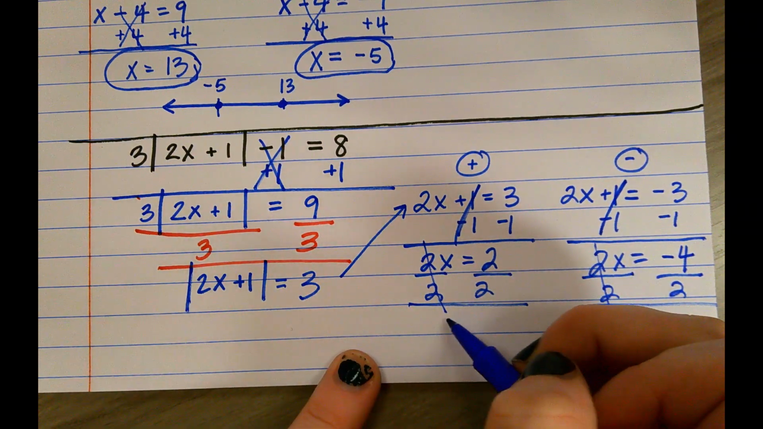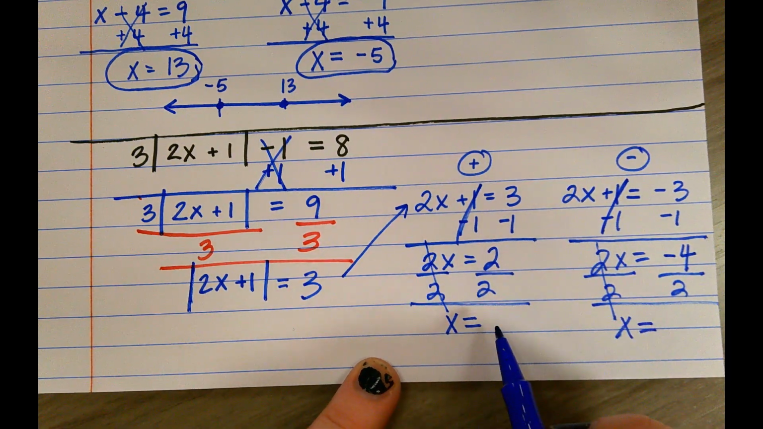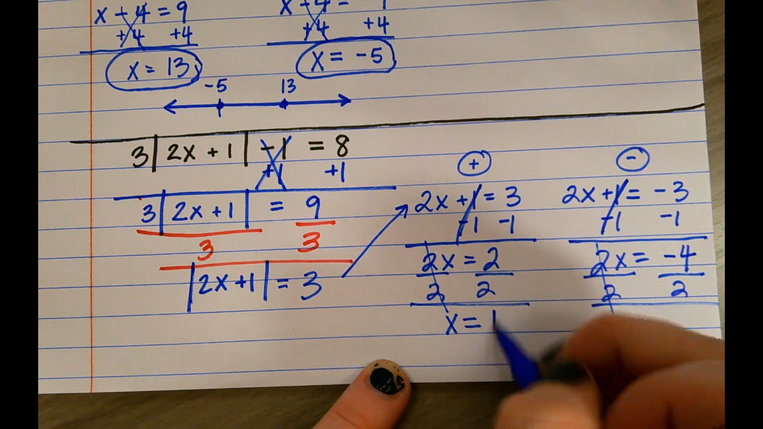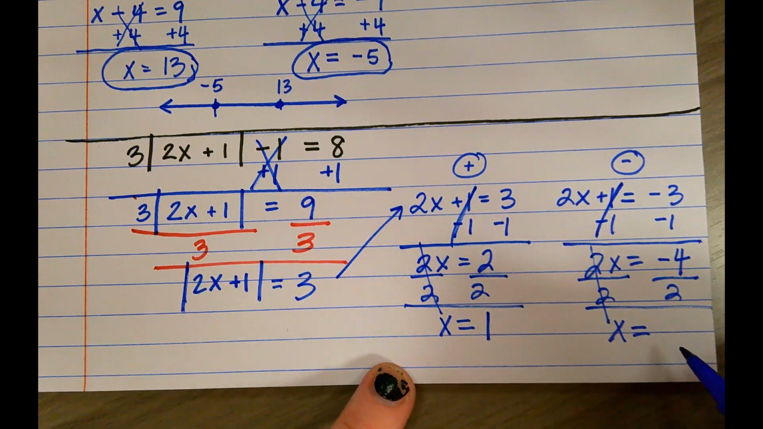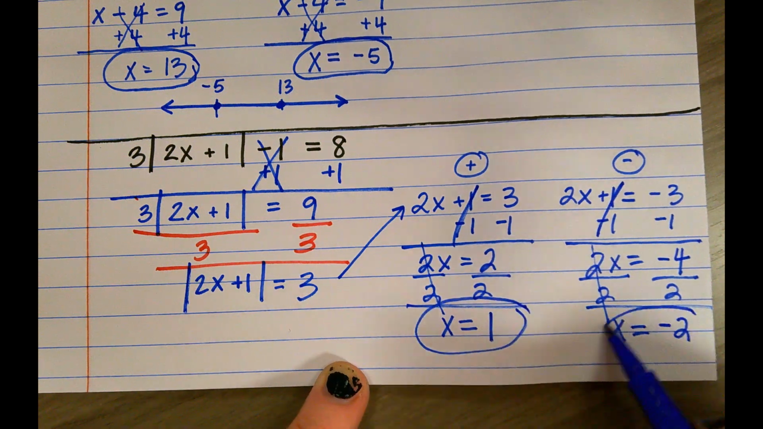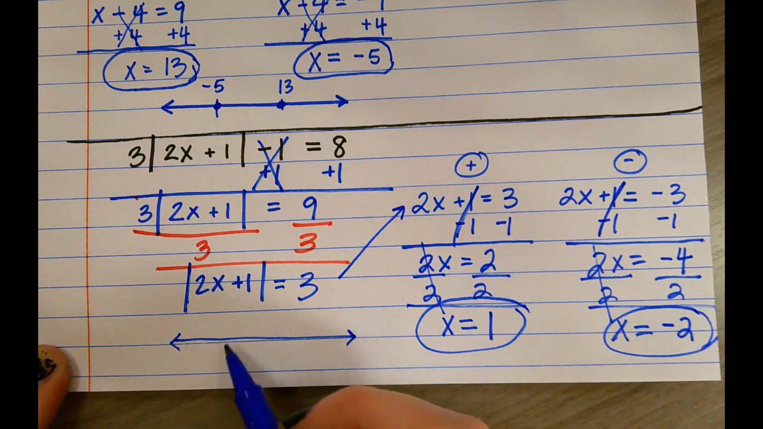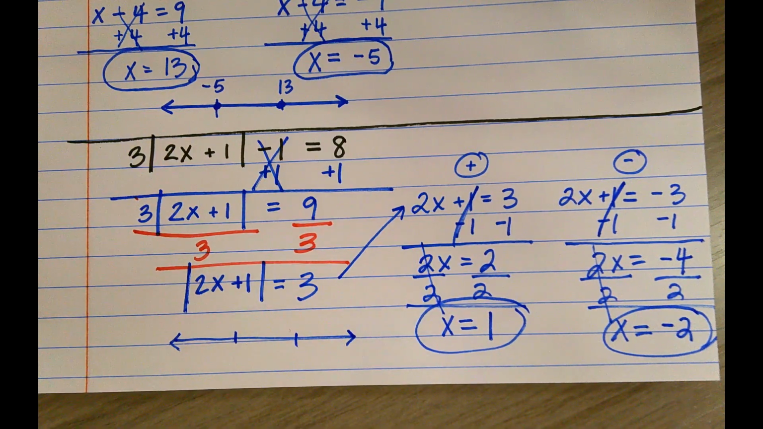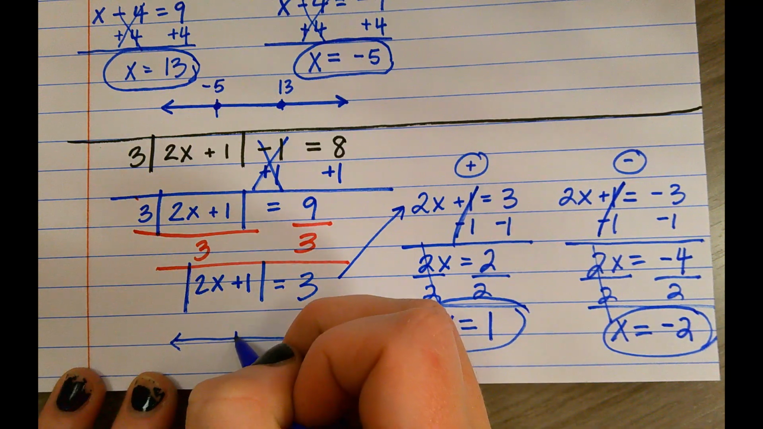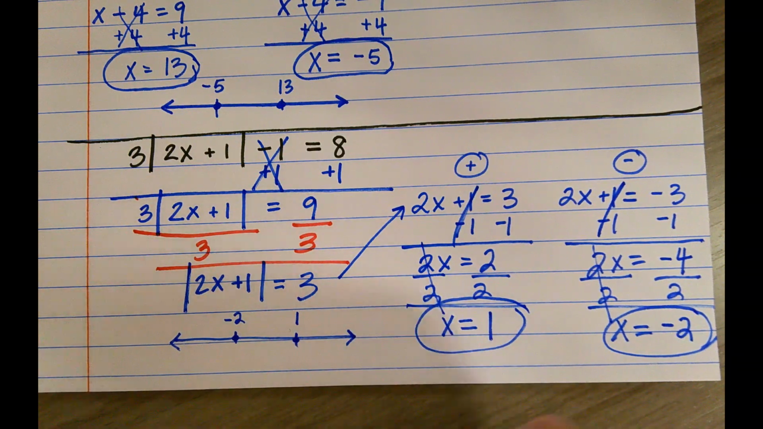And what will we get for both x's? 1 and -2. Perfect. And then the graph. Which number comes first on our graph? -2. Good. Awesome. Okay.